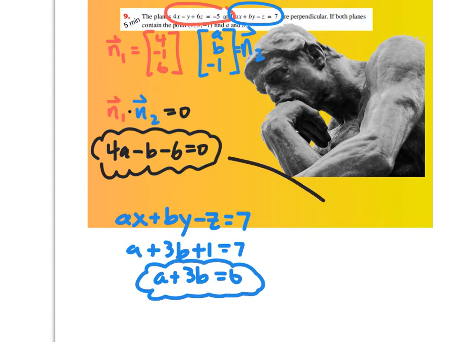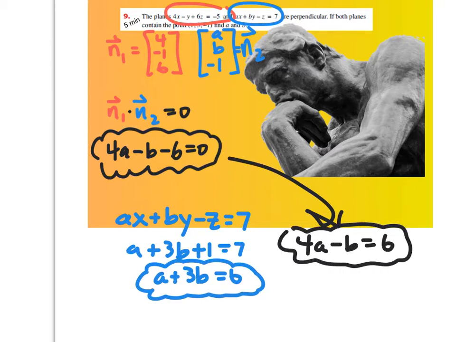And if I take this down here, I could rewrite it as 4a minus b equals 6. If I know that a plus 3b equals 6 and 4a minus b equals 6, then a plus 3b has to be equal to 4a minus b. And then I can solve. I get 3a equals 2b. That's a terrible idea. Better idea coming.